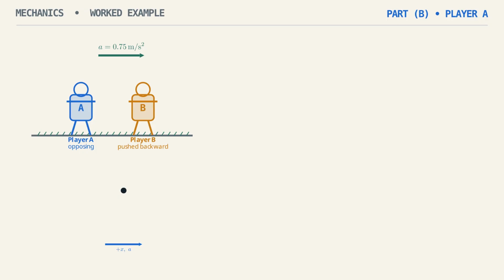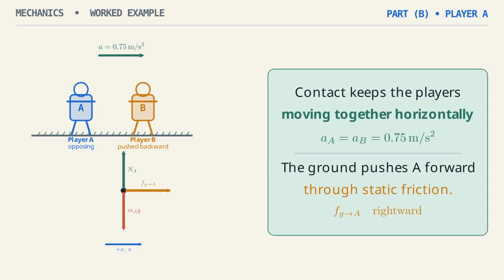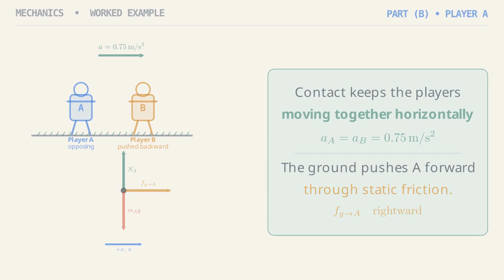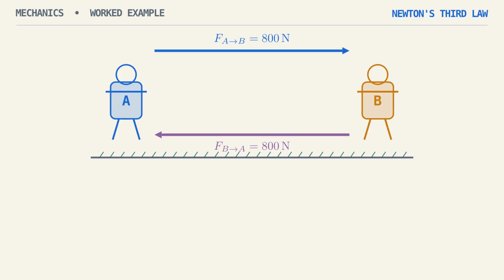During the push, contact keeps the players moving together horizontally, so player A has the same rightward acceleration, 0.75 meters per second squared. The grass exerts a rightward static friction force on player A. Weight and the normal force again balance vertically, but the horizontal diagram is not complete until we include the contact force from player B. Player A's 800 newton force on player B has a Newton's third law partner. Player B pushes player A with the same magnitude in the opposite direction. Therefore, the missing force on player A is 800 newtons leftward.